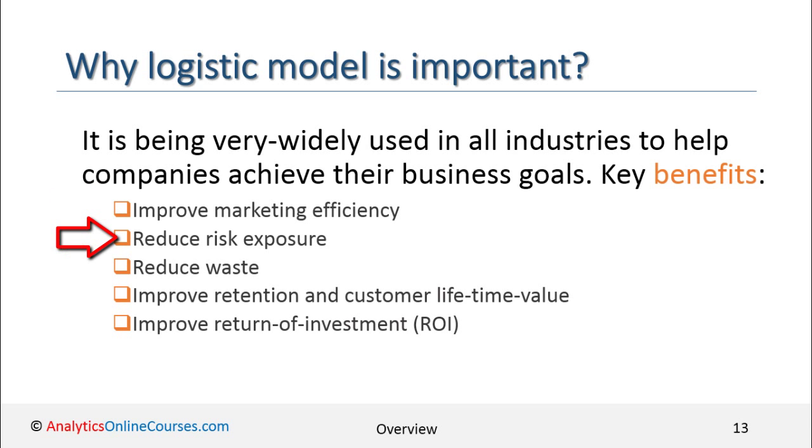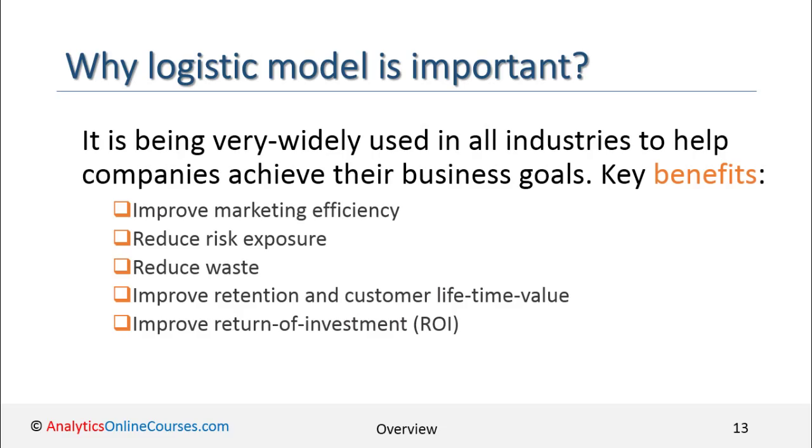Reduce risk exposure. You can develop a risk model to predict who will be more likely to pay the debt versus those who will default on the debt. The model can then be used to approve credit for those with low likelihood of default and decline those with unacceptable level of default likelihood. Reduce waste. You can use a model to screen out people who have very low likelihood of responding to your product offer, saving a lot of mailing cost or telemarketing efforts.